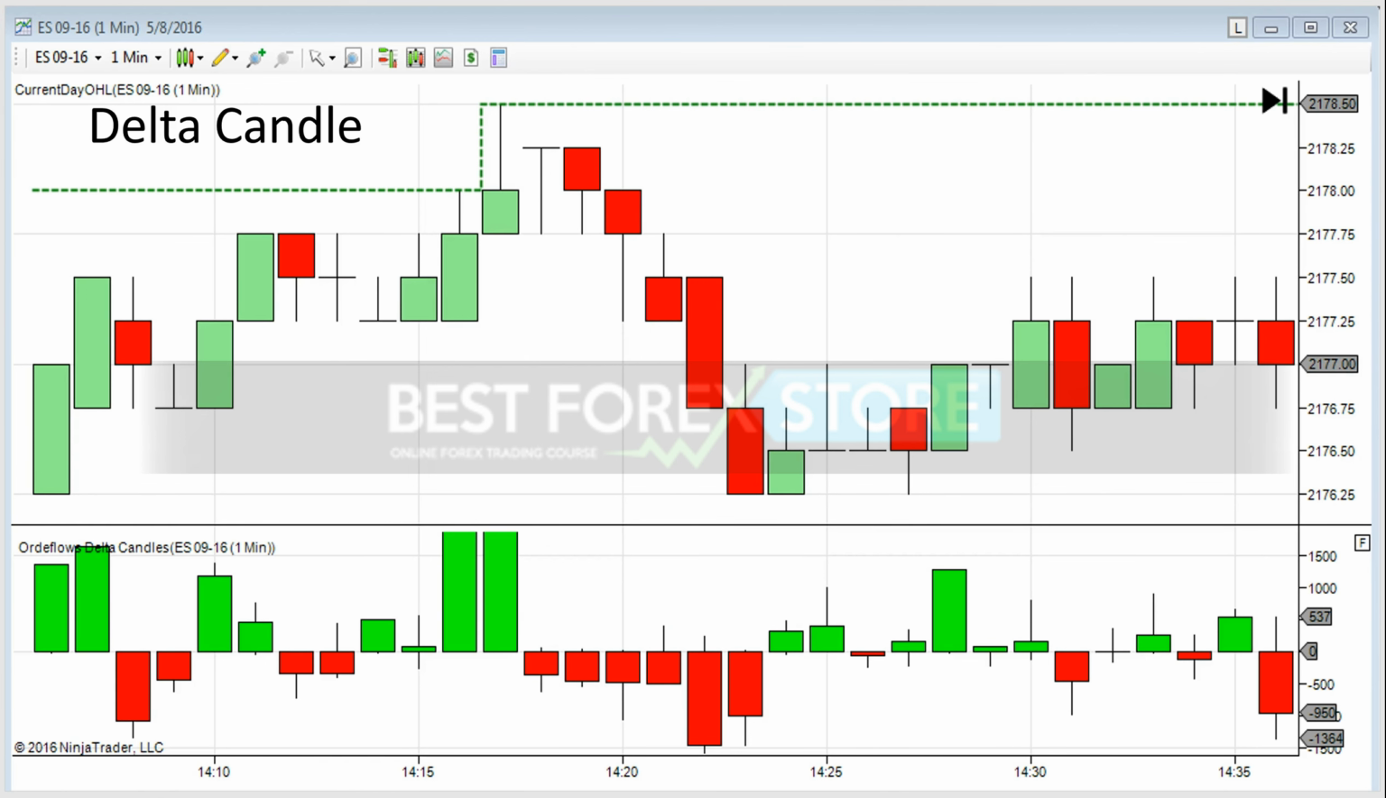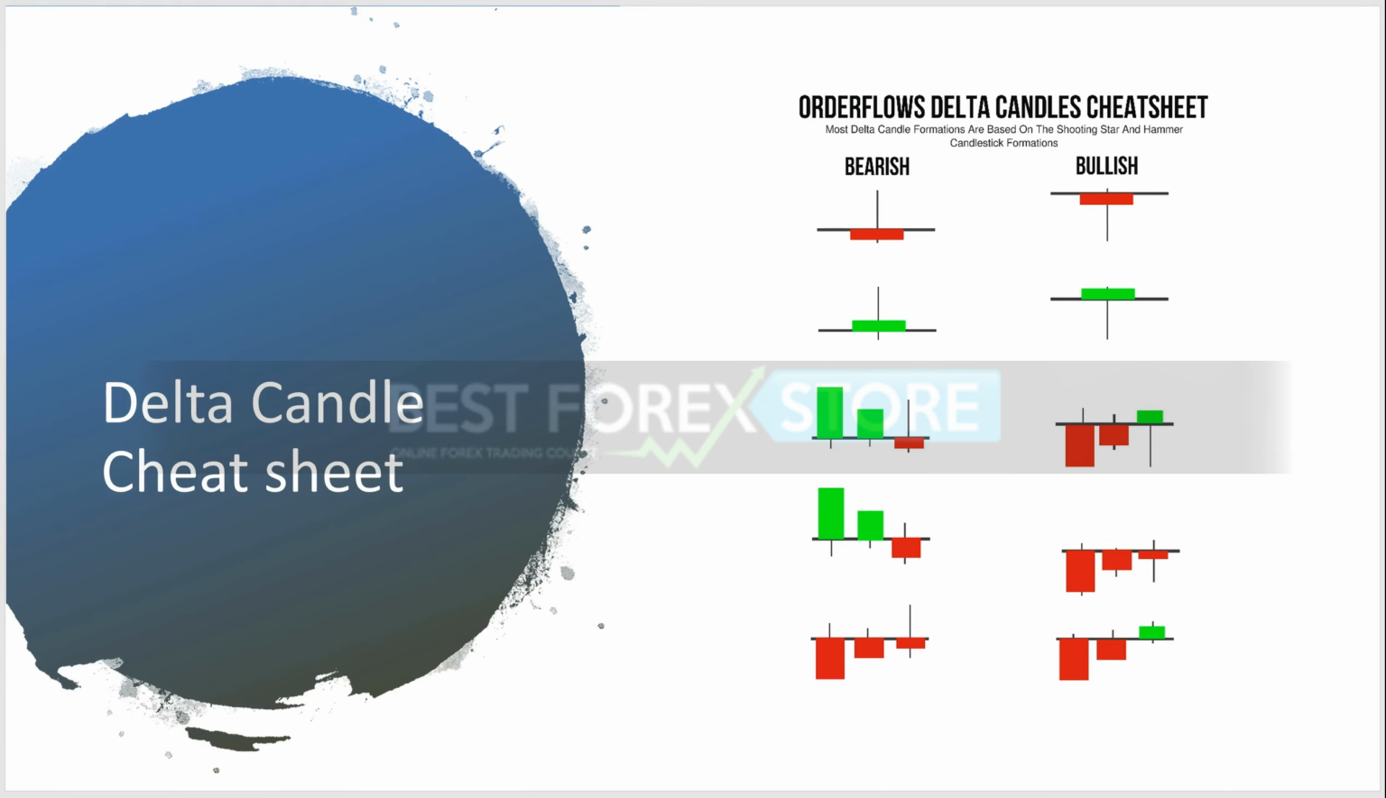Now, years ago, I created my order flow delta candles cheat sheet, and these are the most common candlestick formations that I look for in the delta. There's bearish ones, there's bullish ones.